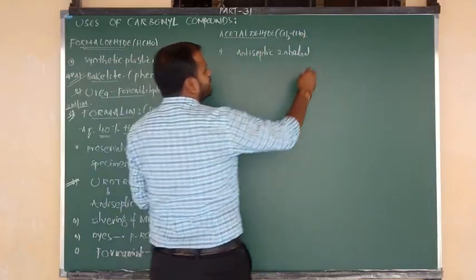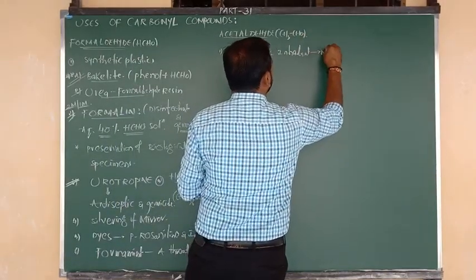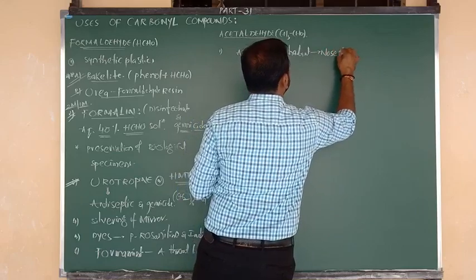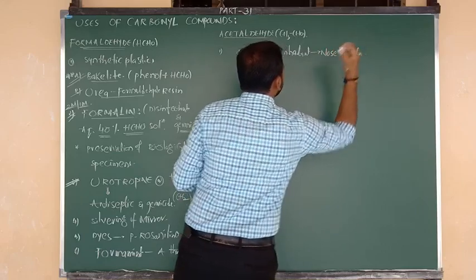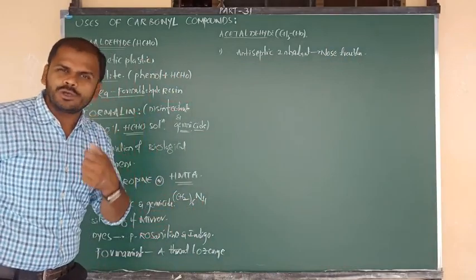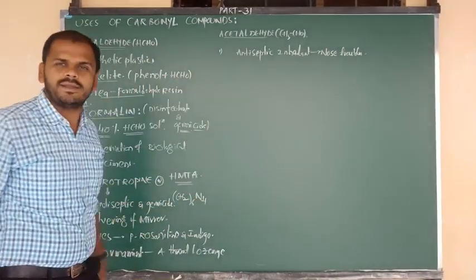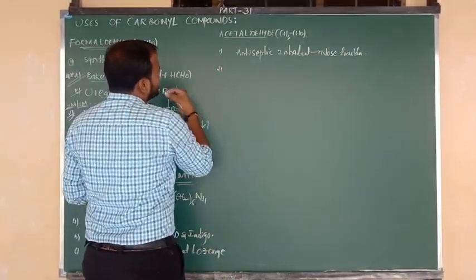Antiseptic inhalant for what, Nana? Used for nose troubles. This is a very important point for you. Antiseptic inhaler for nose troubles. In that we can use what, Nana? Acetaldehyde. Next point I am going to tell you.